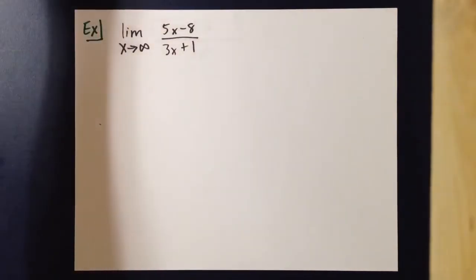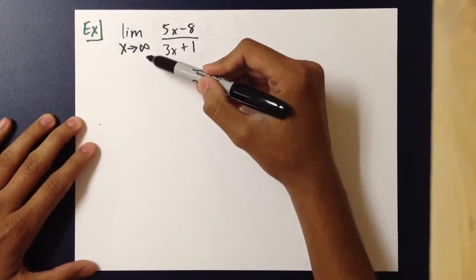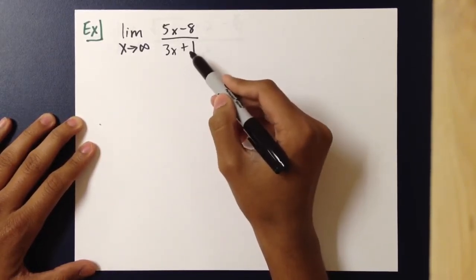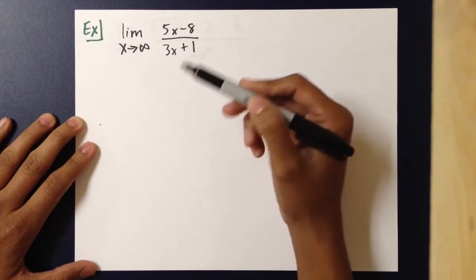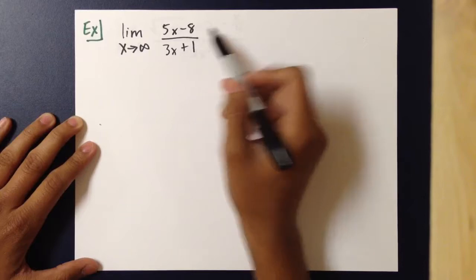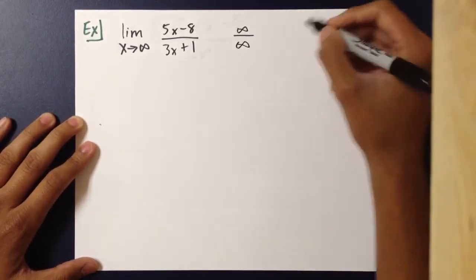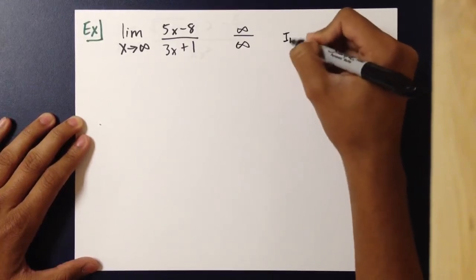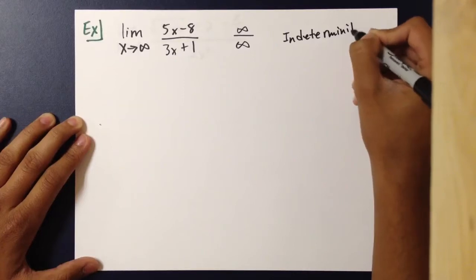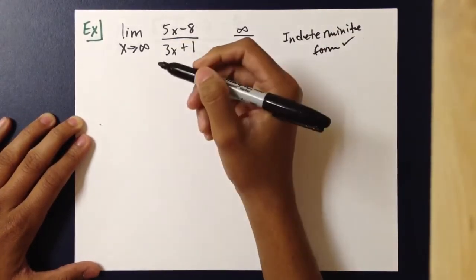Let's attack another example: the limit as x approaches infinity of 5x minus 8 over 3x plus 1. We have to check once again if this is in indeterminate form. The top does go to infinity, and the bottom does as well. So yes, this is indeterminate form, and L'Hopital's rule can be used.